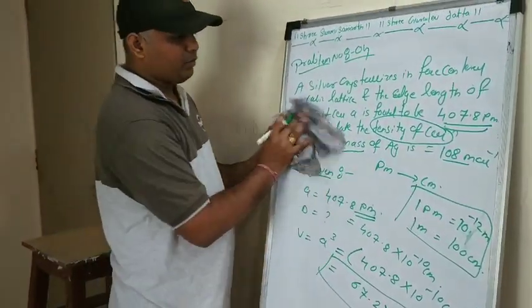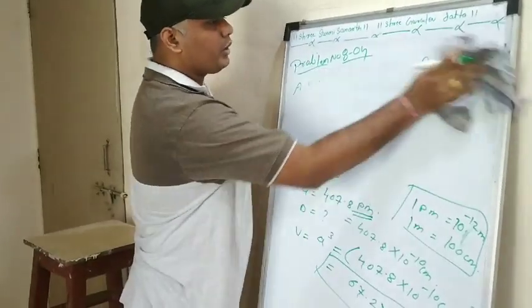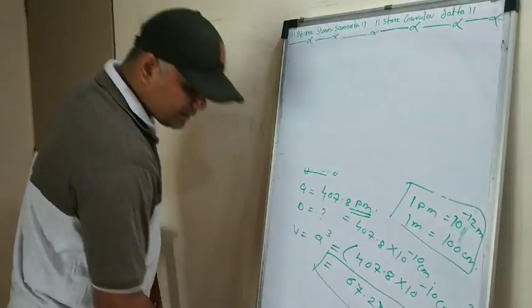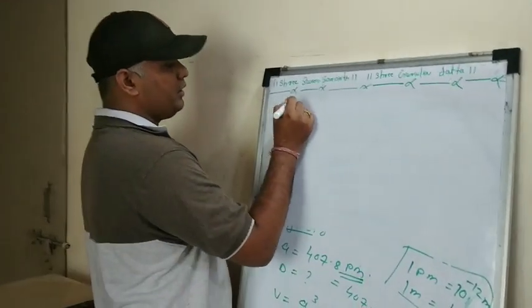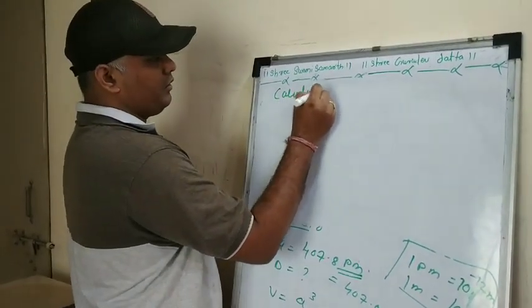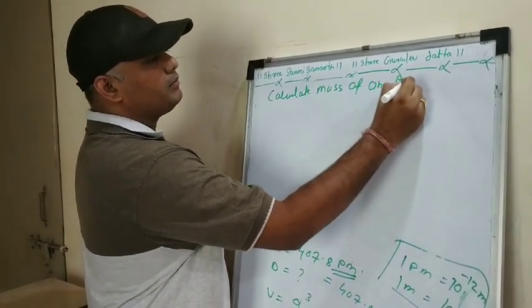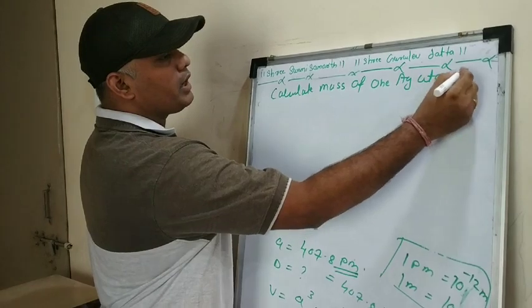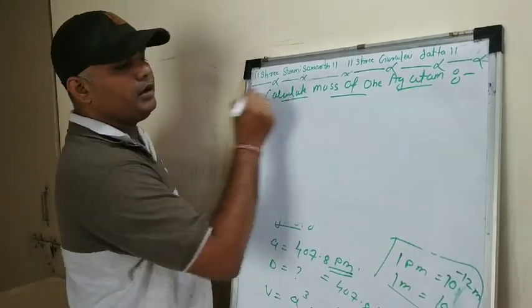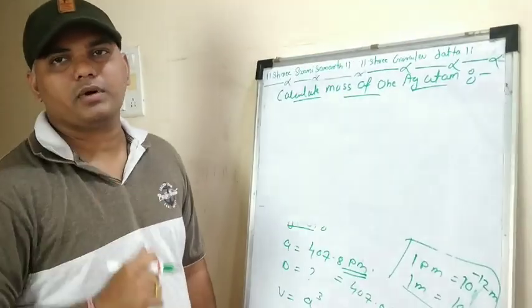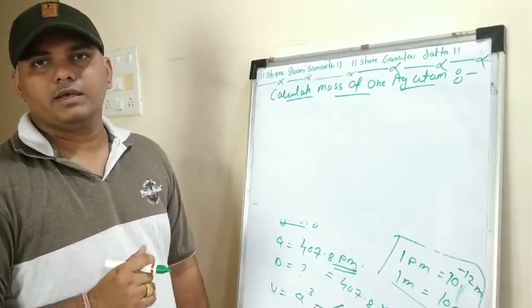Volume we had calculated. Now what we need to calculate? We need to calculate the mass of a Ag atom. Mass of 1 Ag atom. Now why we need to calculate the mass of 1 Ag atom? See, if we calculate the mass of 1 Ag atom, we can calculate the mass of the entire unit cell of silver, right?